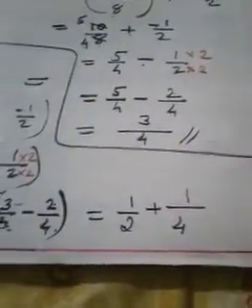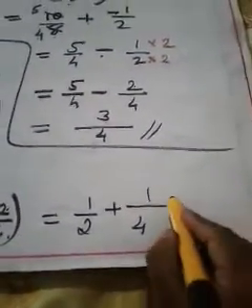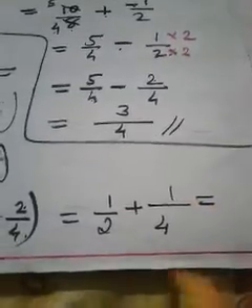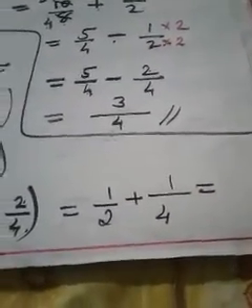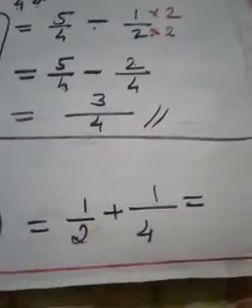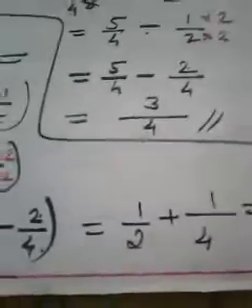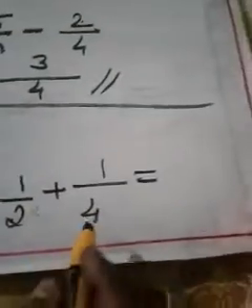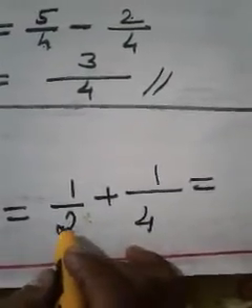Answer is 1 by 2 plus 1 by 4. Still we didn't get the answer, so we have to add this. How can we add this? Make the denominator same. Here the denominator is 4. Just multiply here with the 2. Since the denominator is 4, I have to make this denominator also 4.